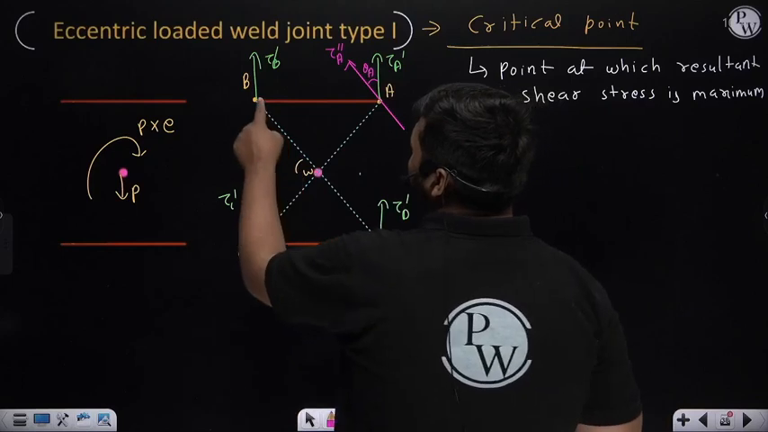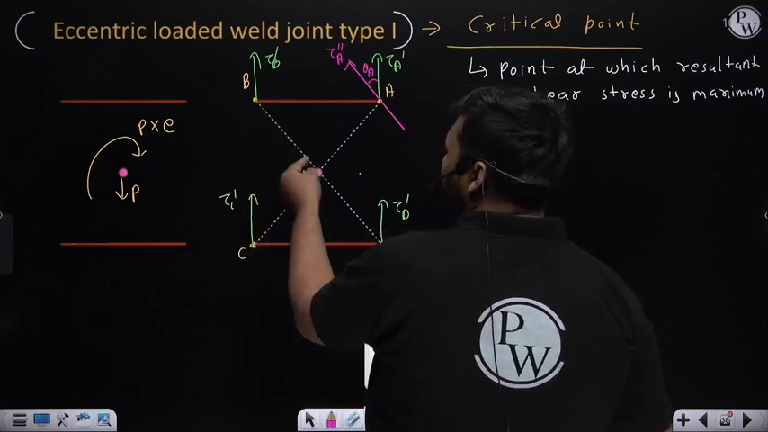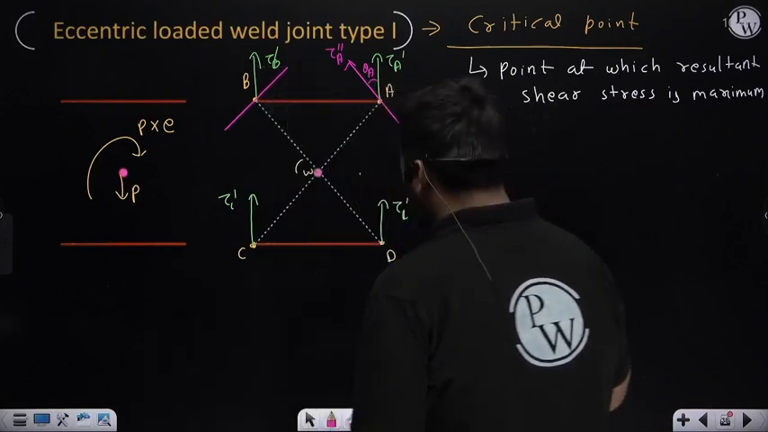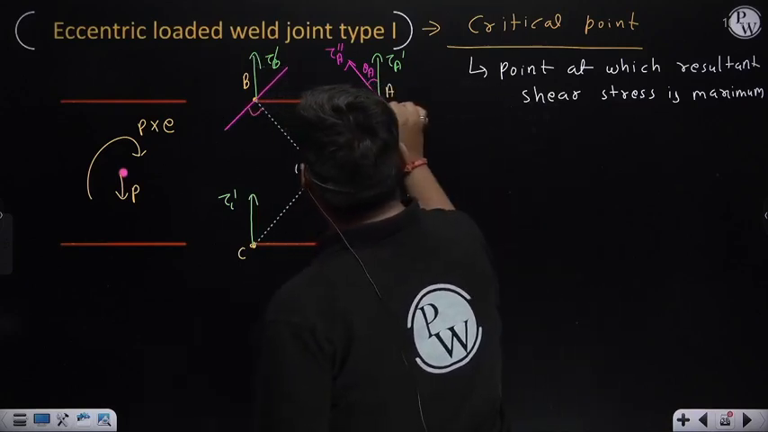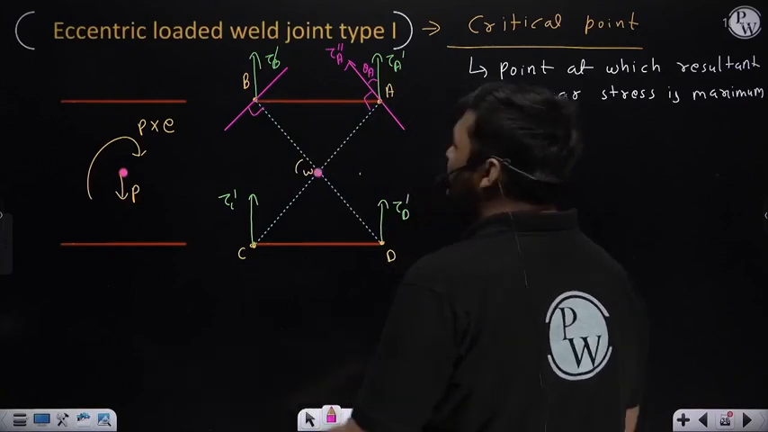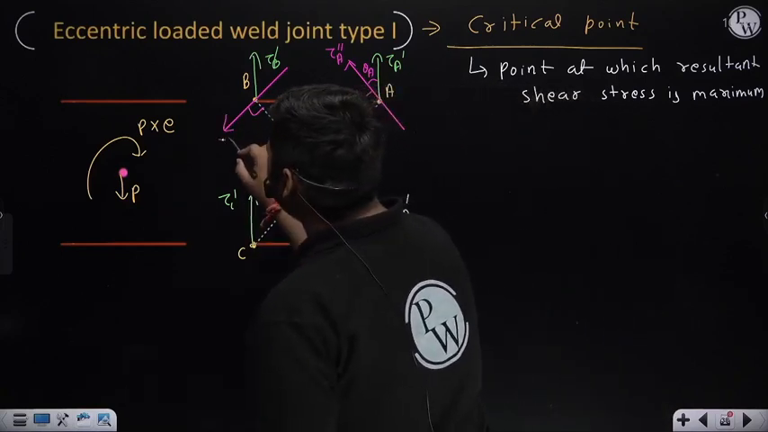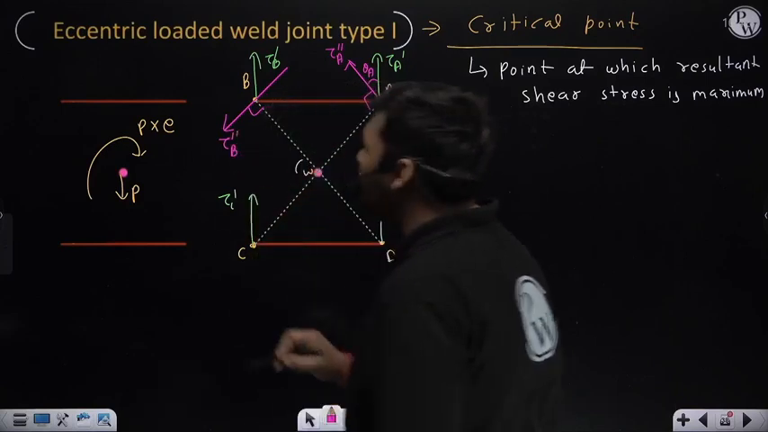Now to draw the secondary shear stress of point B, we need to draw a line which is perpendicular to this line, and the line which is perpendicular to this line will be in this direction, means this angle is 90 degrees. Now in this line, take the arrow such that its effect about the centroid should be anti-clockwise. For that we need to take the arrow in this direction. So it is the secondary shear stress of point B.